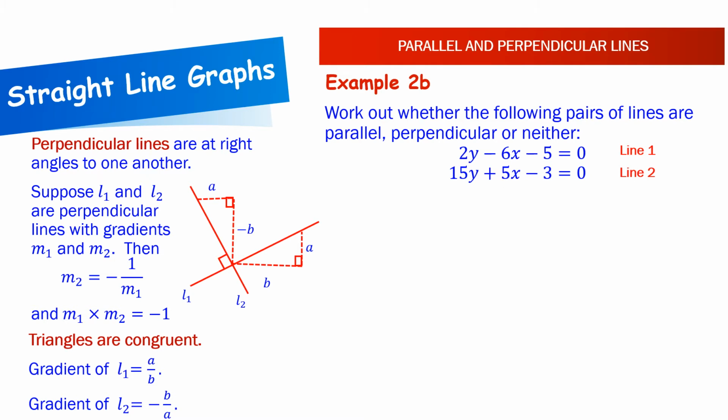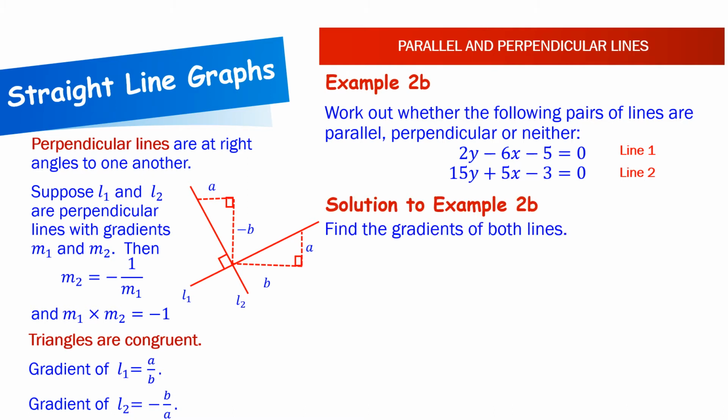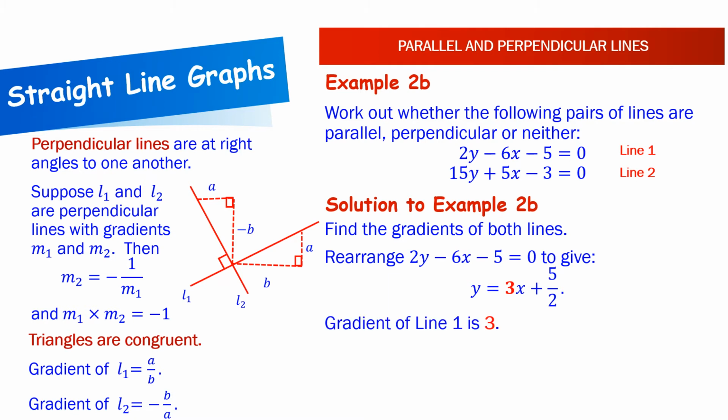And now for example 2b. We are required to find out whether the following pairs of lines are parallel, perpendicular, or neither. 2y minus 6x minus 5 equals 0 is line 1. 15y plus 5x minus 3 equals 0 is line 2. So let's solve this. Again, we're going to find the gradient of both lines. So let's rearrange line 1 to give y equals 3x plus 5 over 2. So the gradient of line 1 is 3.